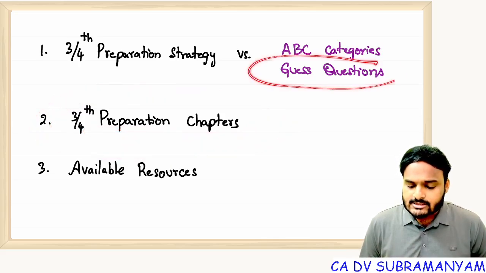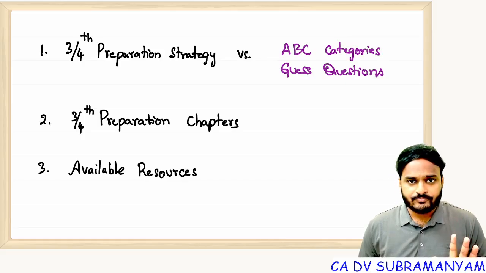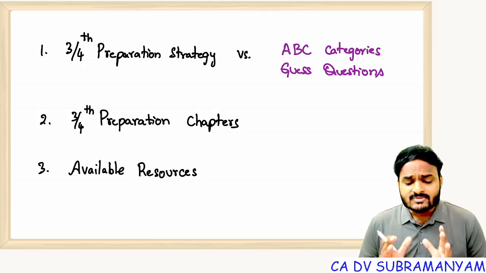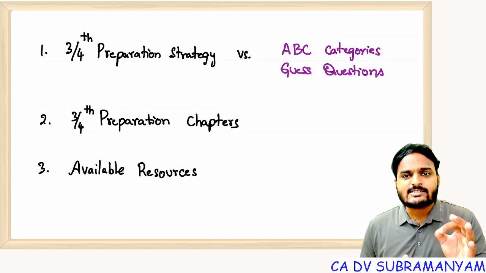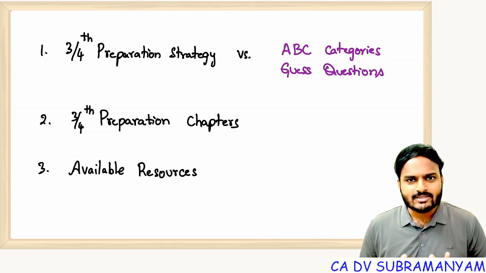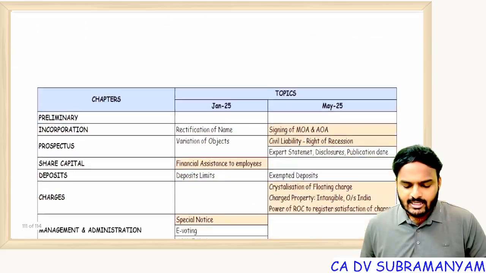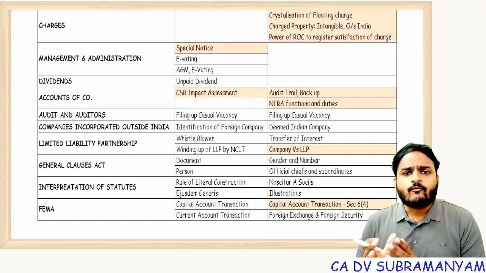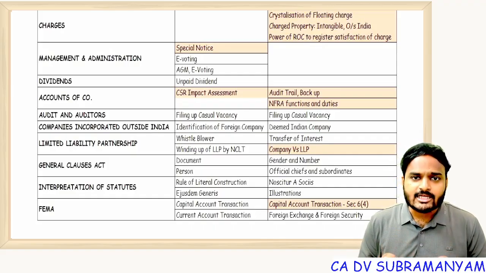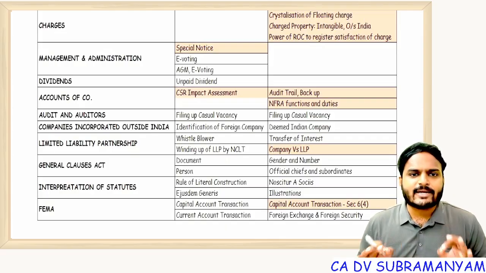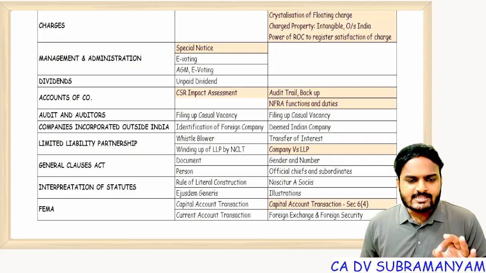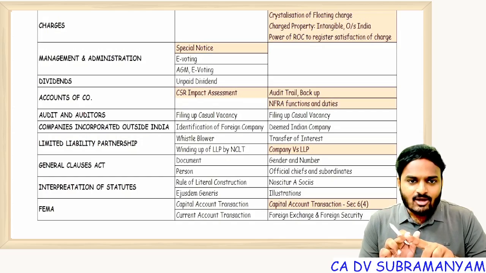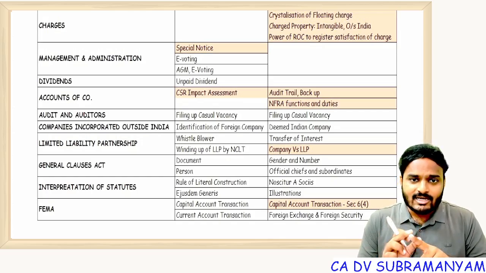And guess questions: this is also a risky strategy. There is a punchline for CA: expect from unexpected areas. Getting my point? In the last attempt, if you observe carefully, almost 35 to 40% of the question paper was from unexpected areas only. Easy, but unexpected areas. In CA examinations, papers will be of two types: either lengthy or tricky.